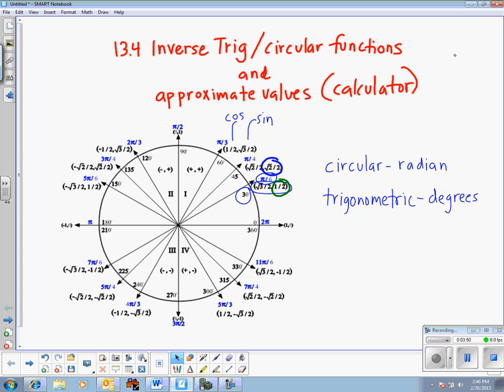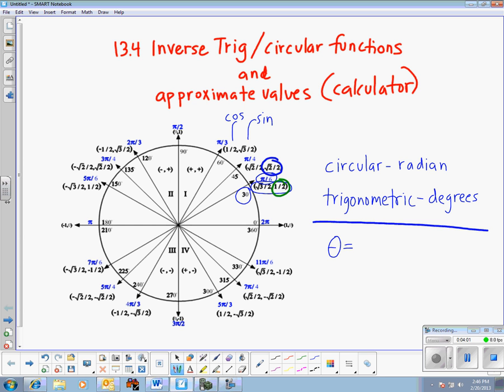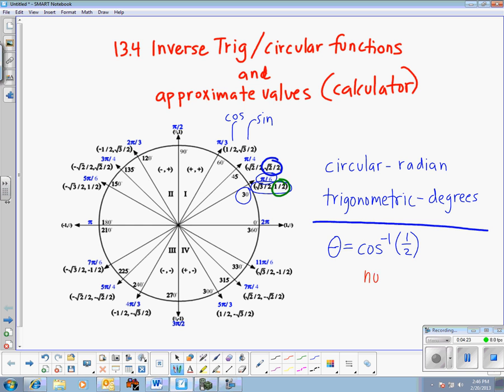Let's talk about inverse trig functions. I'm going to keep this same page going. Here's an example of the kind of question you will get right now. Let's go with cosine to the negative 1 of 1/2. So the first thing you need to know about an inverse trig function: this is not, I repeat, this is not 1 over cosine of 1/2. That's not what that negative 1 means in this case.